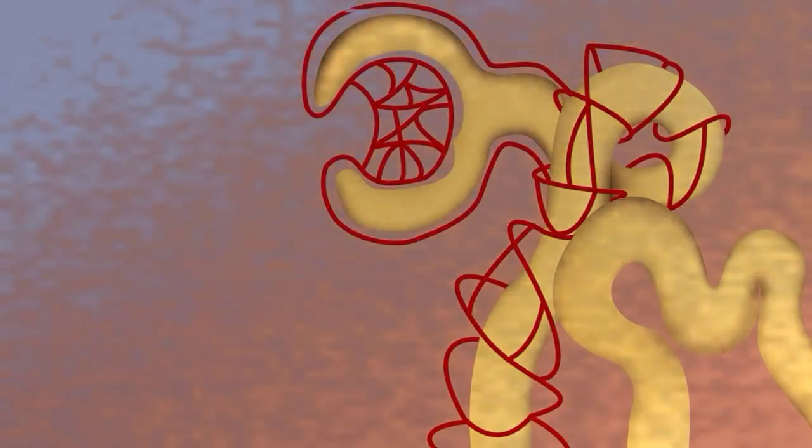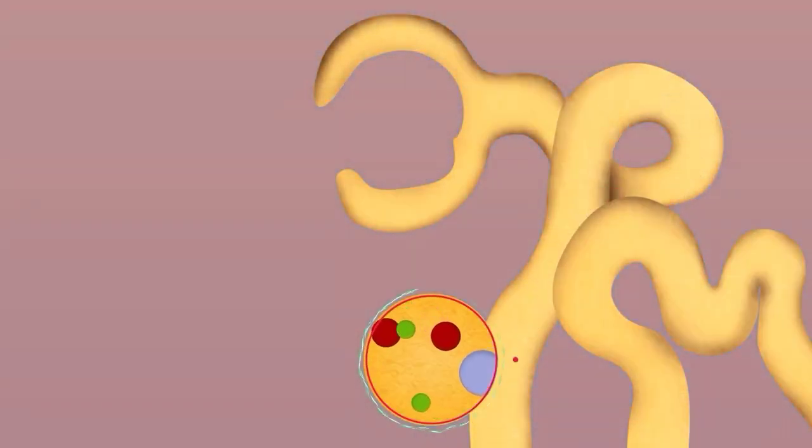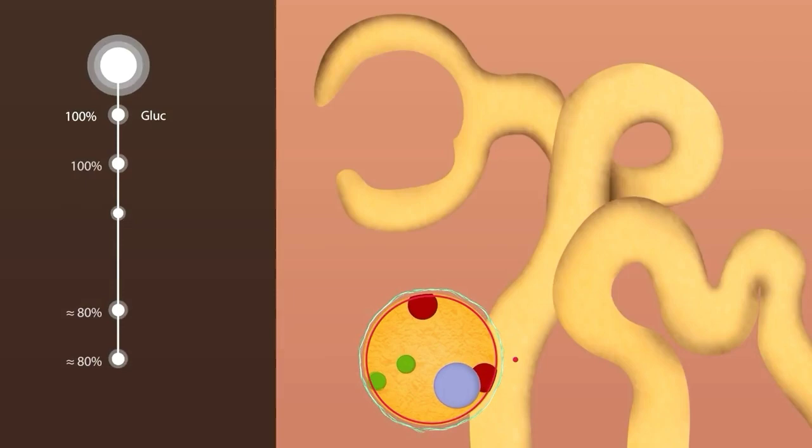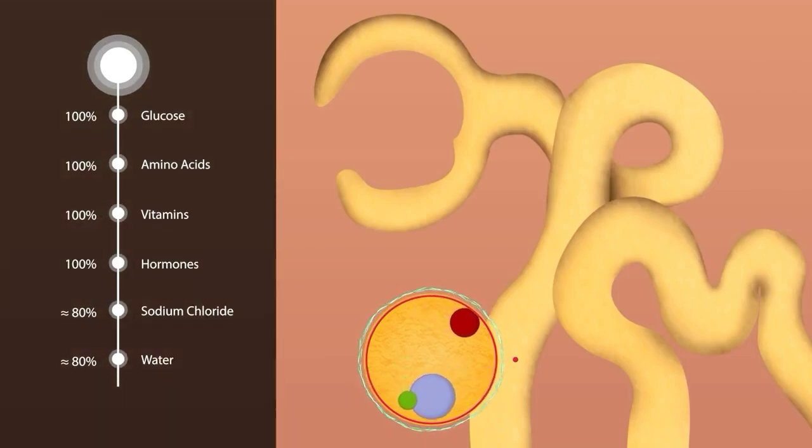Over 80% of the glomerular filtrate is reabsorbed here, including all the glucose and amino acids, vitamins, hormones, and about 80% of sodium chloride and water.